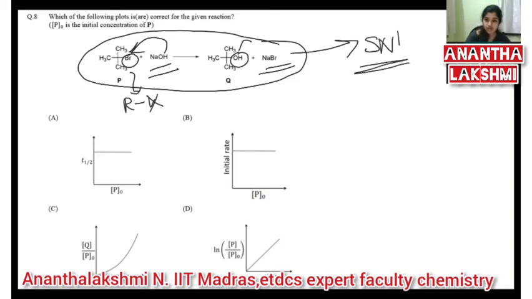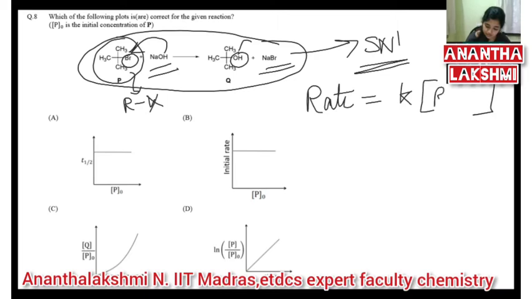SN1 reaction means it depends only on the substrate. The rate determining step is the halogen leaving step. So we can say the rate is only dependent on the substrate, which is the alkyl halide RX. Now P naught is the initial concentration of P, which means initially we have P naught alkyl halide, which here is a tertiary bromide.